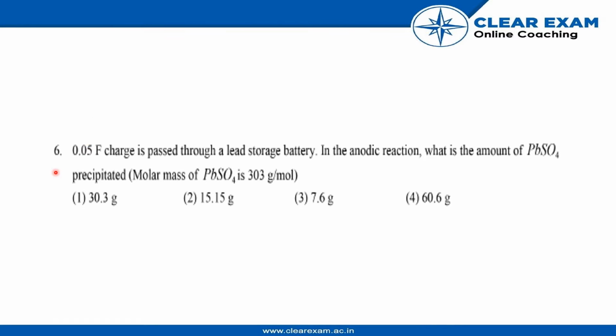Hello guys, so our next question is: 0.05 Faraday charge is passed through a lead storage battery. In the anodic reaction, what is the amount of PbSO4 precipitated? The molar mass of PbSO4 is given as 303 gram per mole. So in this question we have to find the amount of PbSO4 precipitated.